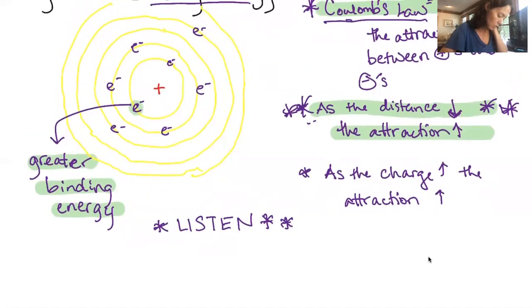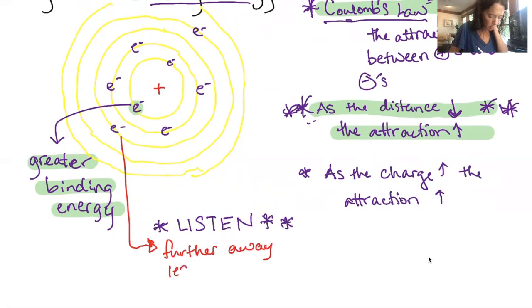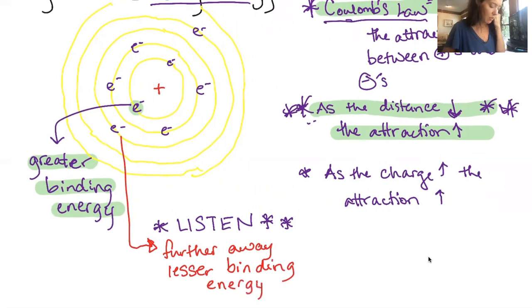You're right. This one is further away. This electron is further away. The distance is greater. Further away. Lesser binding energy. Think of that energy as how strongly they are attached to each other, right? And in order to unattach them, you would have to add the binding energy. You'd have to use that much energy to get them apart.